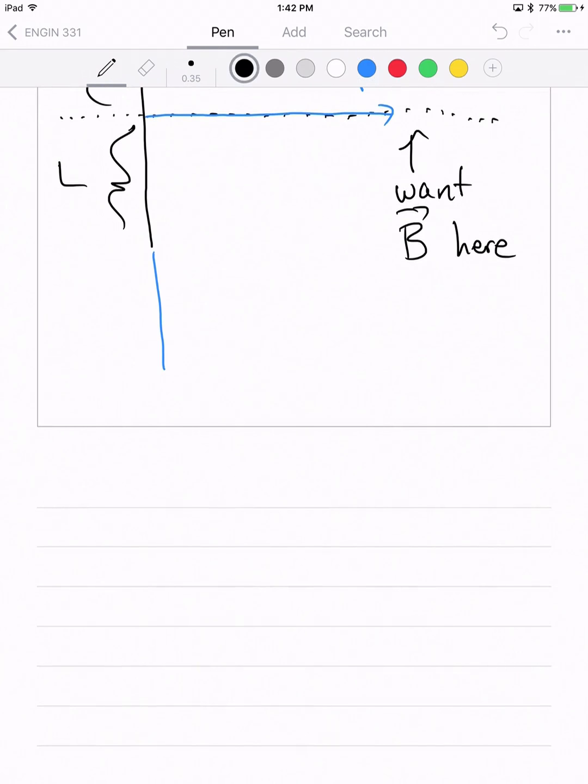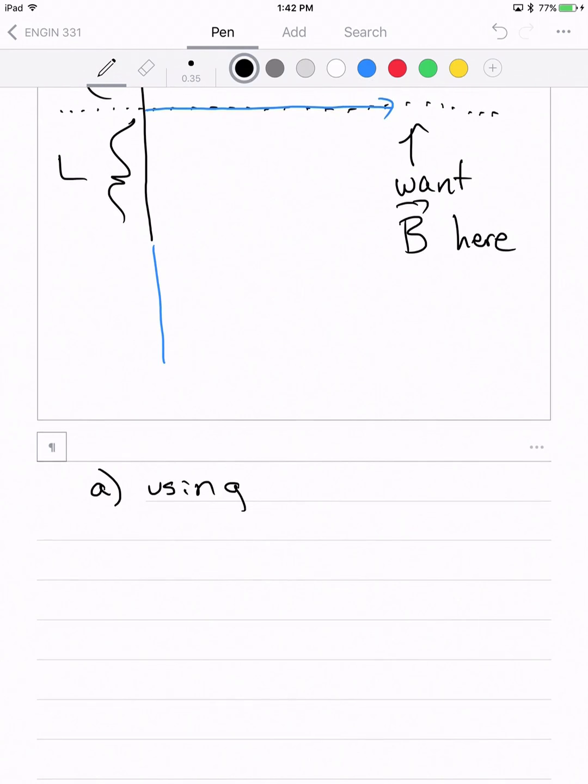Now, they would like us to find this in two ways. Part A is using the magnetic vector potential, and part B is using the Biot-Savart Law. So, first, let's do part A. Now, I want to warn you right now, there's a long integration in this one, so if you want to pause and get a glass of water and settle yourself in, maybe grab some popcorn, it's going to take a while.